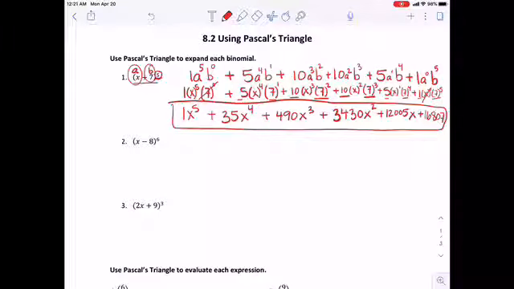Go ahead and try problems 2 and 3 using that same method, and then once you've finished, watch the next video, which will talk about the next part of this assignment.